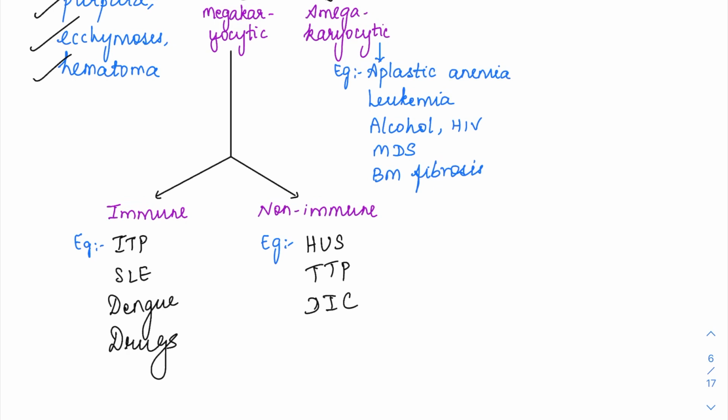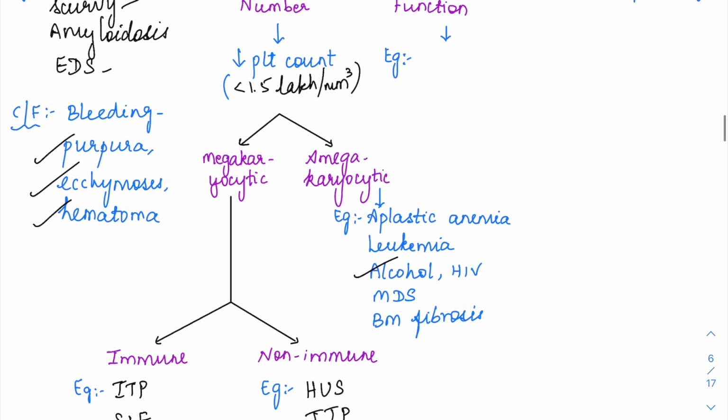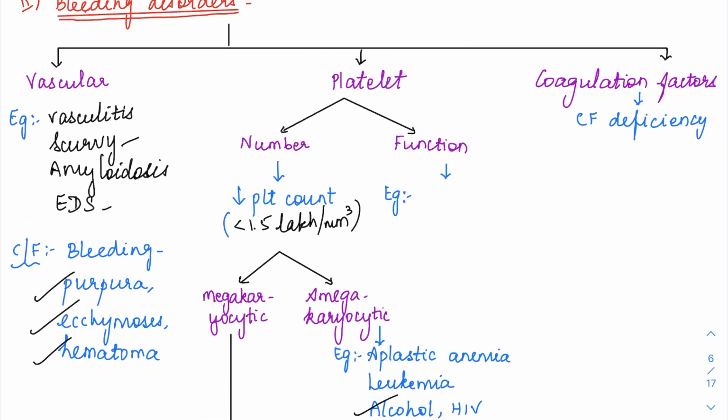Then we have alcohol, which is going to be directly toxic to the megakaryocyte also. So alcohol can cause decreased megakaryocytes. Then HIV infection, same goes for that. So there is going to be decreased platelets again in that. So this is related to the platelet number decreasing.